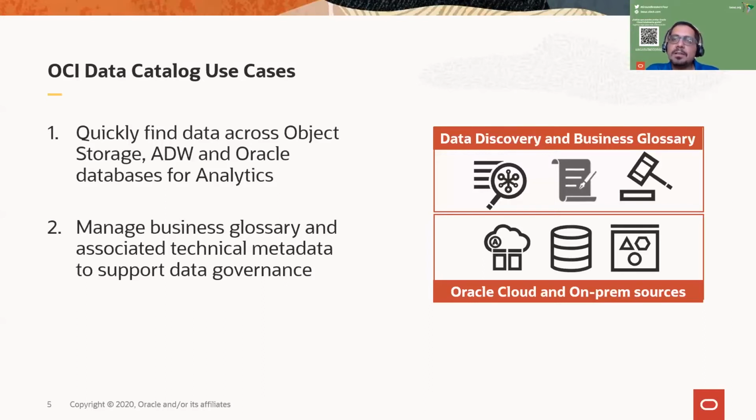And then we also have a proper managed business glossary that can be used to collect and manage business concepts. And then also you can associate those business concepts and tags so that you can actually enrich the metadata that you have collected for all the different sources that we talked about earlier. So in general, the scope is Oracle Cloud and on-prem data sources especially. And then the features and functions are related to search and discovery and business glossary on top of that. So that's the scope.